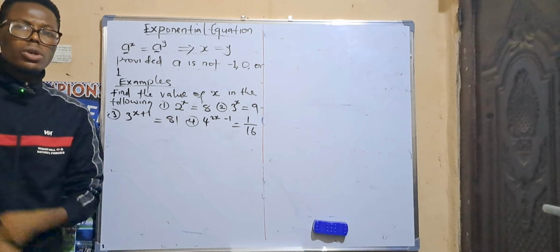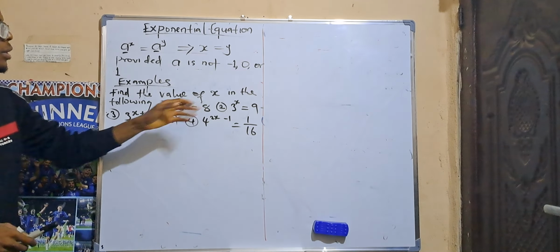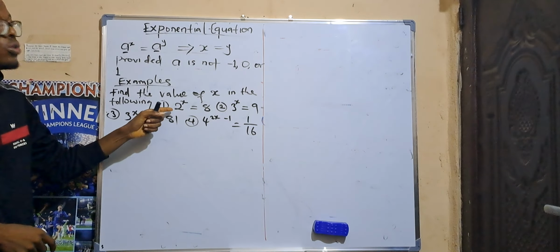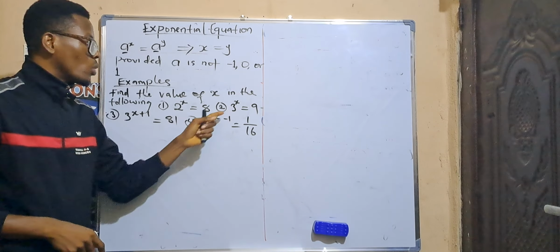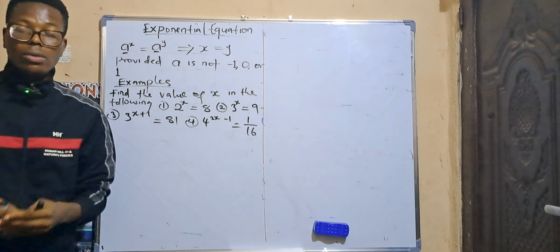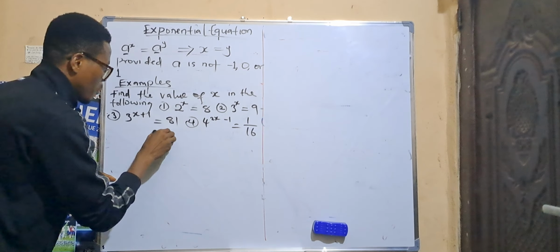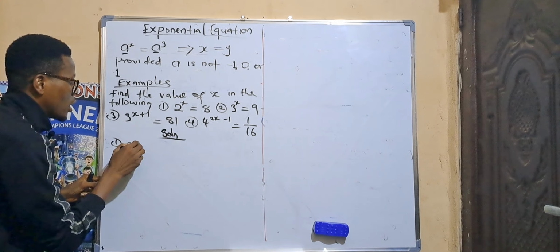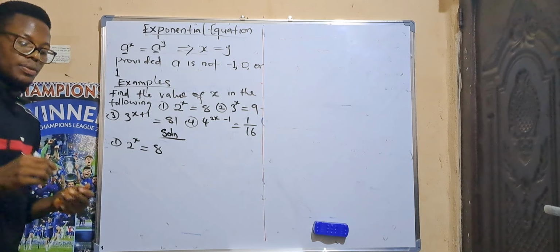Now let's look at examples on this exponential equation. Find the value of x in the following. 1, we have 2 raised to the power of x is equal to 8. 2, we have 3 raised to the power of x equal to 9. Let's take them one after the other. So we have number 1, solution: 2 raised to the power of x equal to 8.